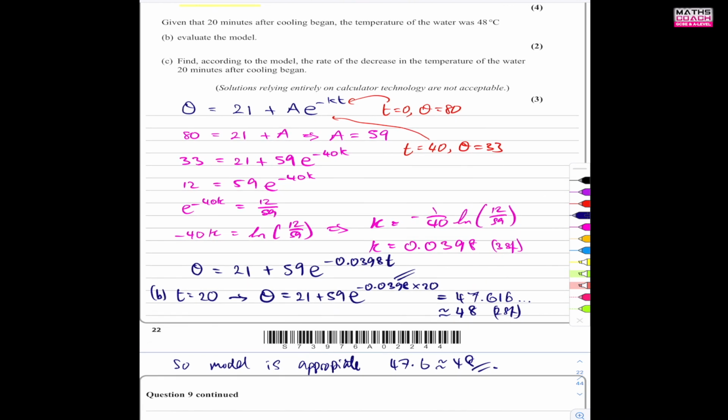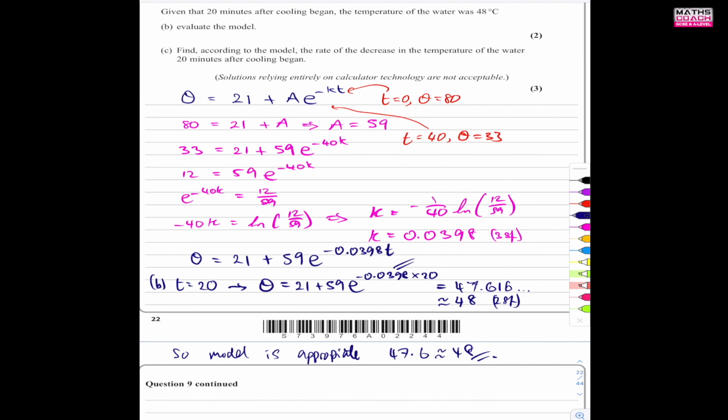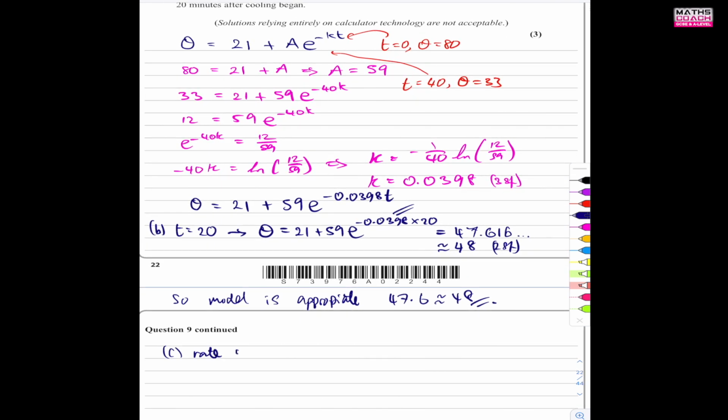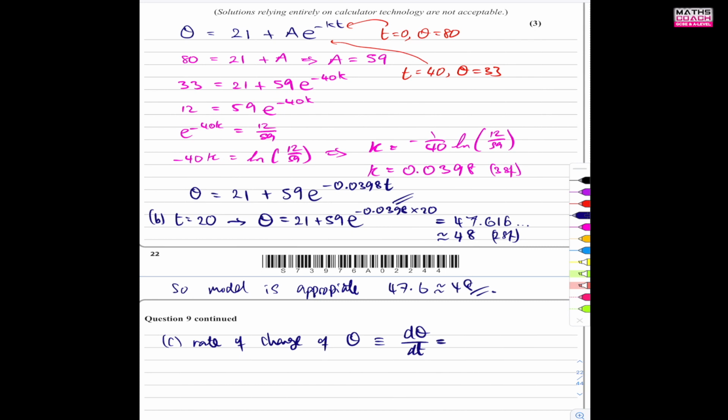Right, and part C, according to the model, the rate of the decrease in temperature of the water 20 minutes after cooling began. Well, the rate of change of theta is basically given as d theta by dt. It's the differentiation with respect to t, and that's the same as rate of change. So if you now differentiate our theta, 21 goes away. Just a quick reminder, if theta equals 21 plus 59 e to the power of minus kt, then d theta by dt will equal, 21 goes away, so we get 59 times by minus k e to the power of minus kt, and k obviously is 0.0398, so this would be minus 59 times by 0.0398 e to the power of minus 0.0398 t.